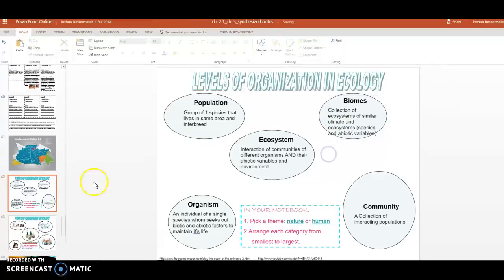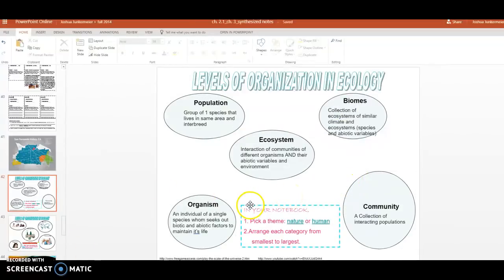In your notebook, please write slide 42, and let's get the definition for each of these. Pause now in order to write the definition for each of these, please, from organism, population, ecosystem, biomes, and community. So pause it and get all these down.